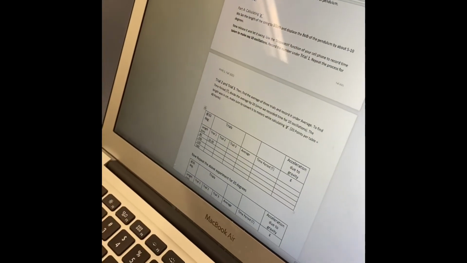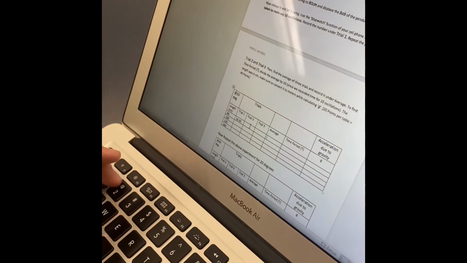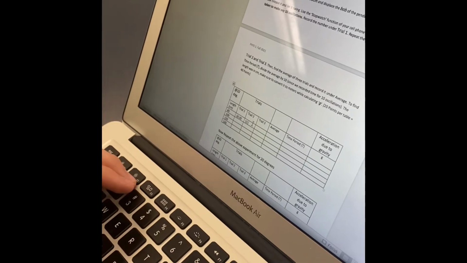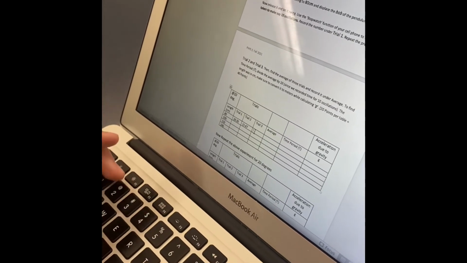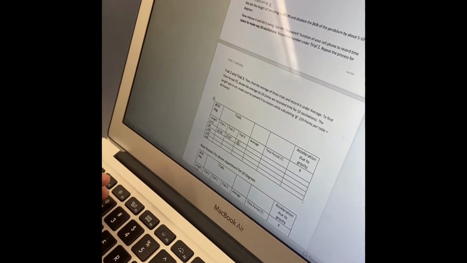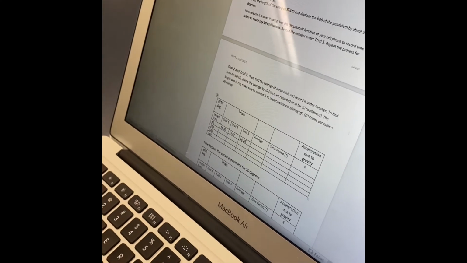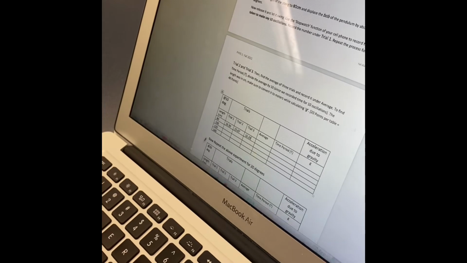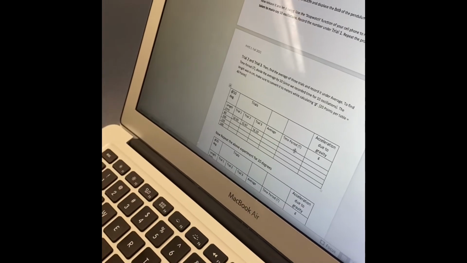And once I find the average, let's just say this one is 15.67, and then this one is like 16.20, right? So I'd find the average of those by adding the three together and then dividing by 3, and then I'd put that here. And then to find the time period for one oscillation, I would divide that by 10 because I'm counting 10 oscillations. And then from there, I would put into this formula whatever my average number is.